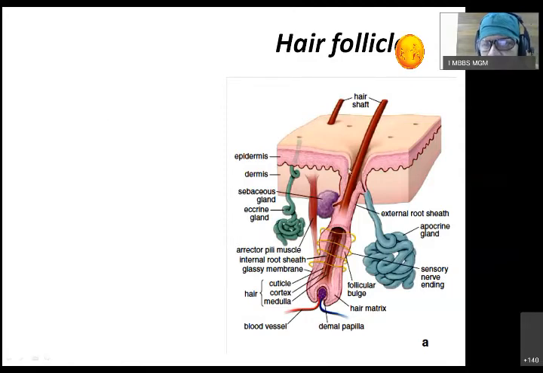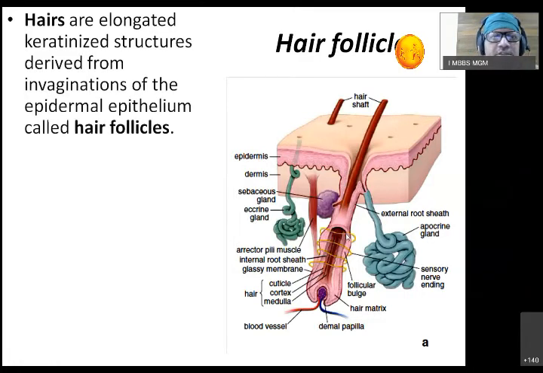Try to see this figure carefully. The hair follicle is the dipping down of the epidermis. You can see it's going down. Hair follicles are elongated, keratinized structures derived from invaginations of the epidermal epithelium, called hair follicles. So, this is a modification of the epidermis. That is the first thing you have to remember.